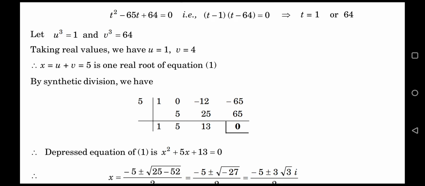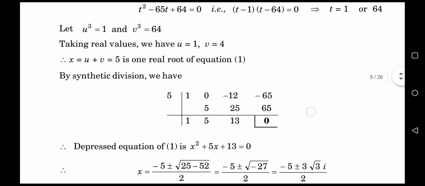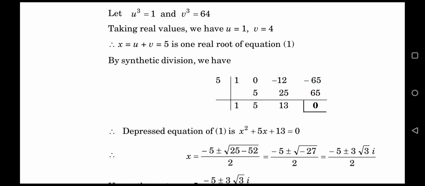Now we can find the value of x. In the start we have a relation between x, u and v, that is x equals u plus v. We get the value of x. You can tell me, x equals u plus v, x equals 1 plus 4 equals 5. One value is x equals 5. Of the given equation number 1, which is cubic in x, we have one root x equals 5.